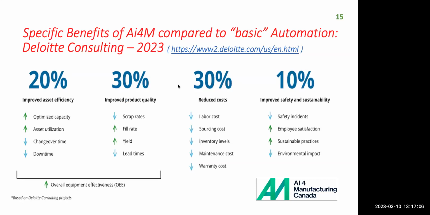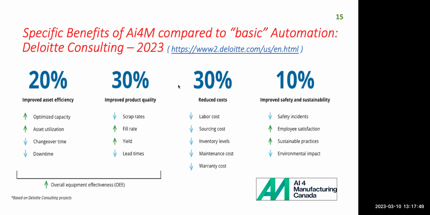In summary, these four categories: improved asset efficiency, improved product quality, reduced costs, and improved safety and sustainability, and all of their subsets shown in front of you on the screen show the actual operating results a manufacturing expert focuses on. And you can see from Deloitte Consulting's 2023 presentation just how effective they are. These are the areas of business intelligence every business operator needs to consistently improve.